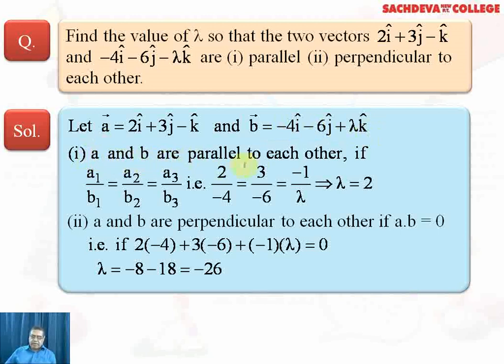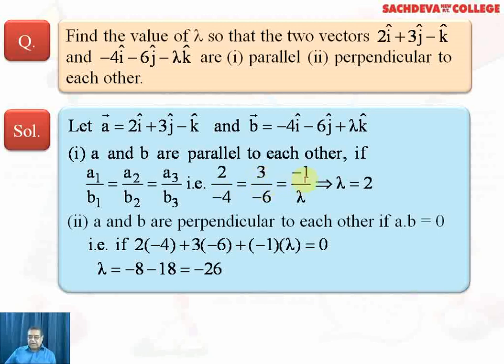When the vectors A and B are parallel to each other, the condition is that A1 over B1 must be equal to A2 over B2, which must be equal to A3 over B3. When we speak of A1, we write 2. For B1, we write minus 4. That is, the coefficient of i in the first vector is 2 and the coefficient of i in the second vector is minus 4. So we have taken A1 over B1, that is 2 over minus 4. The same principle is adopted for A2 over B2 and A3 over B3.